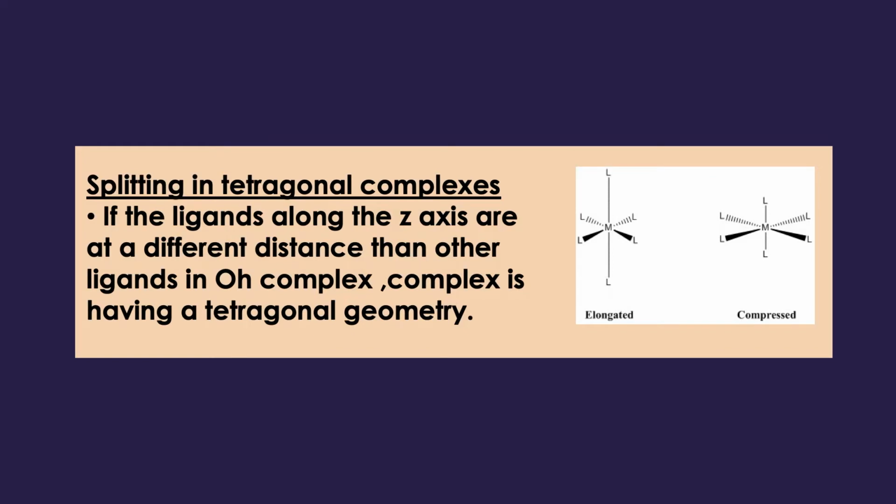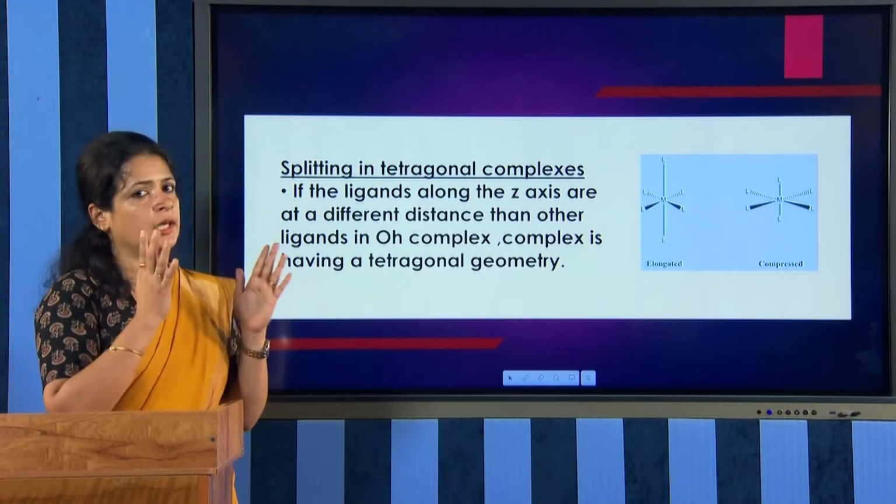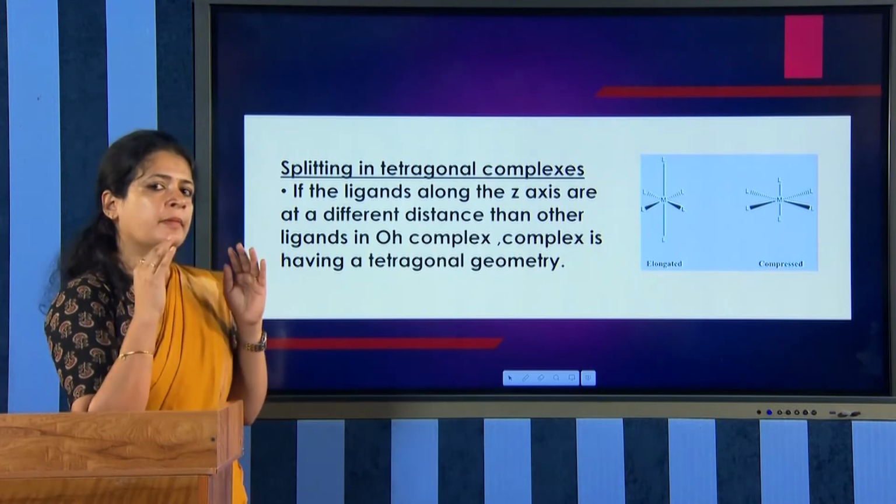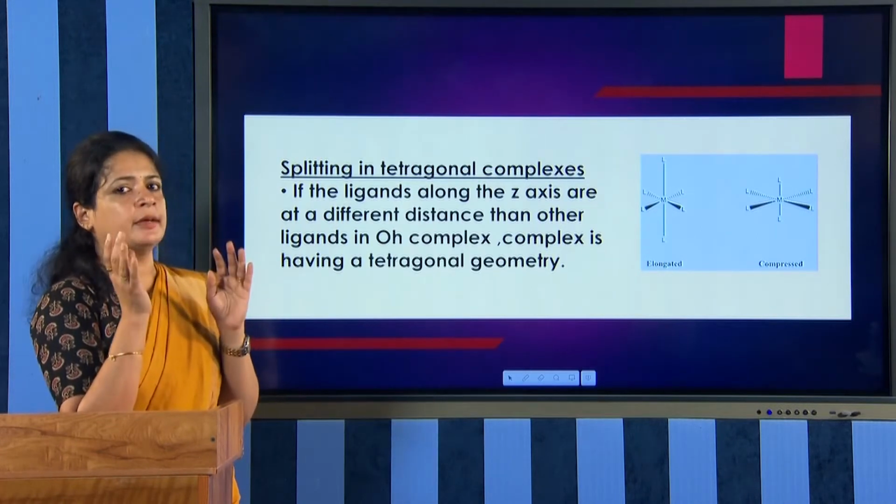Or you can consider a compressed situation. In that case also, the second case also, you can see that the two ligands are different from the other 4, that is, it is somewhat compressed. So these two are called tetragonal complexes, meaning there is some kind of distortion from a regular octahedron.